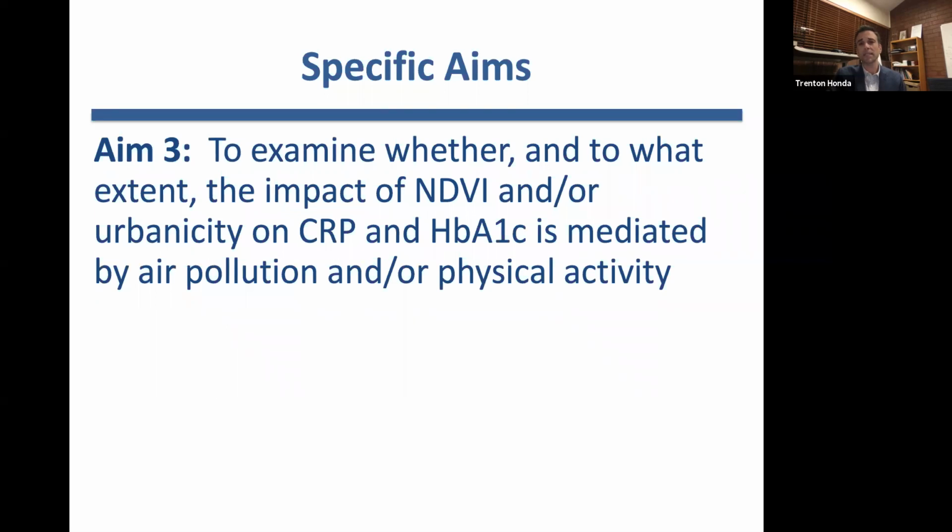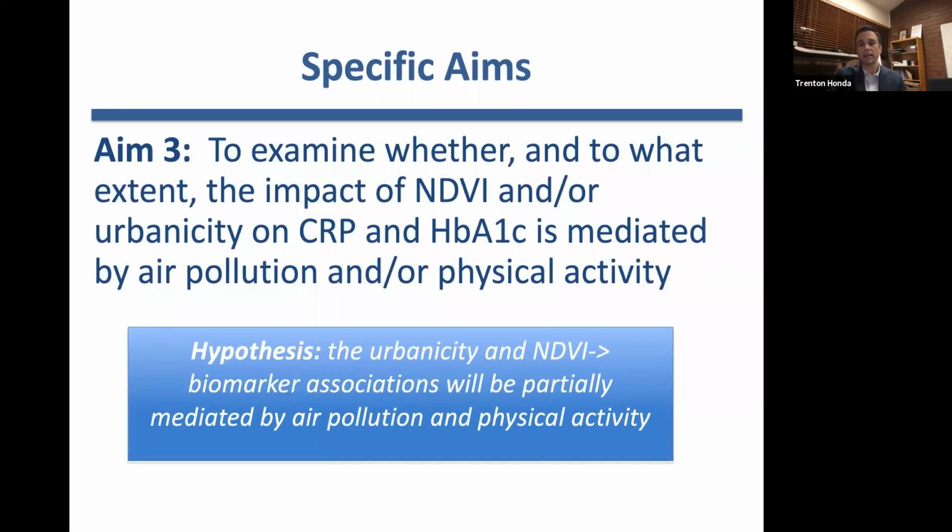Aim 3 of our study was to examine whether and to what extent the impact of green space and/or urbanicity on CRP and hemoglobin A1C is mediated by air pollution and/or physical activity. In a previous study by our research group, we had identified that the impact of urbanicity was significantly mediated by estimates of air pollution in the area. And so that's what led to this hypothesis that air pollution and physical activity would mediate some of the association between urbanicity, green space, and the biomarkers we're looking at.